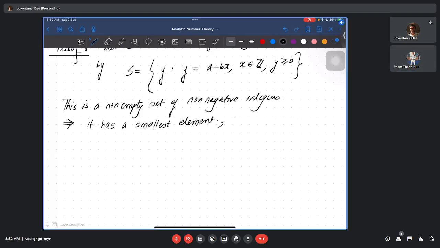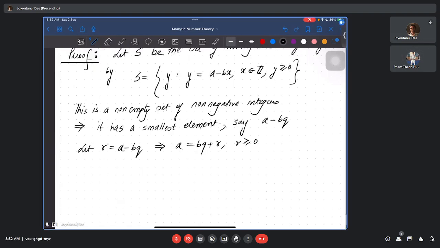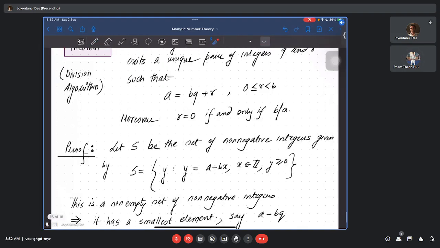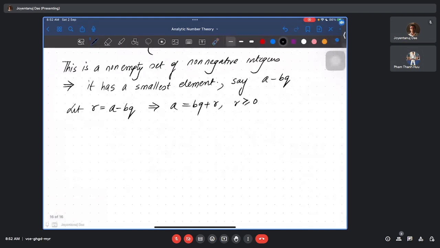So we assume that the smallest element is a minus bq. So this is my smallest element, for some x, so that x be q. So we define r to be this smallest element, a minus bq. Then we automatically get that a equals bq plus r, where r is greater than or equal to 0, right? But that is not over, because we have to show that r is strictly less than b, and also uniqueness. Two things are left.